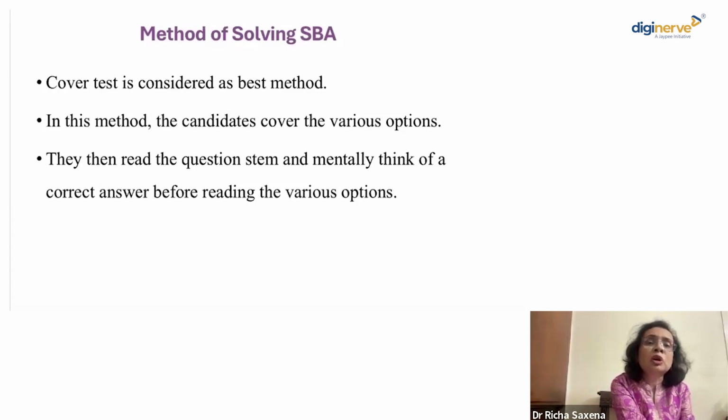And suppose what you have thought about is not there in the options, then you read the options carefully one by one, and also ensure that you read all the options. It is very important to read all the options, because as I mentioned previously, you have to choose the best answer. So there might be 2 or 3 options which may be applicable or which may be right for that particular question, but you need to choose the best answer.